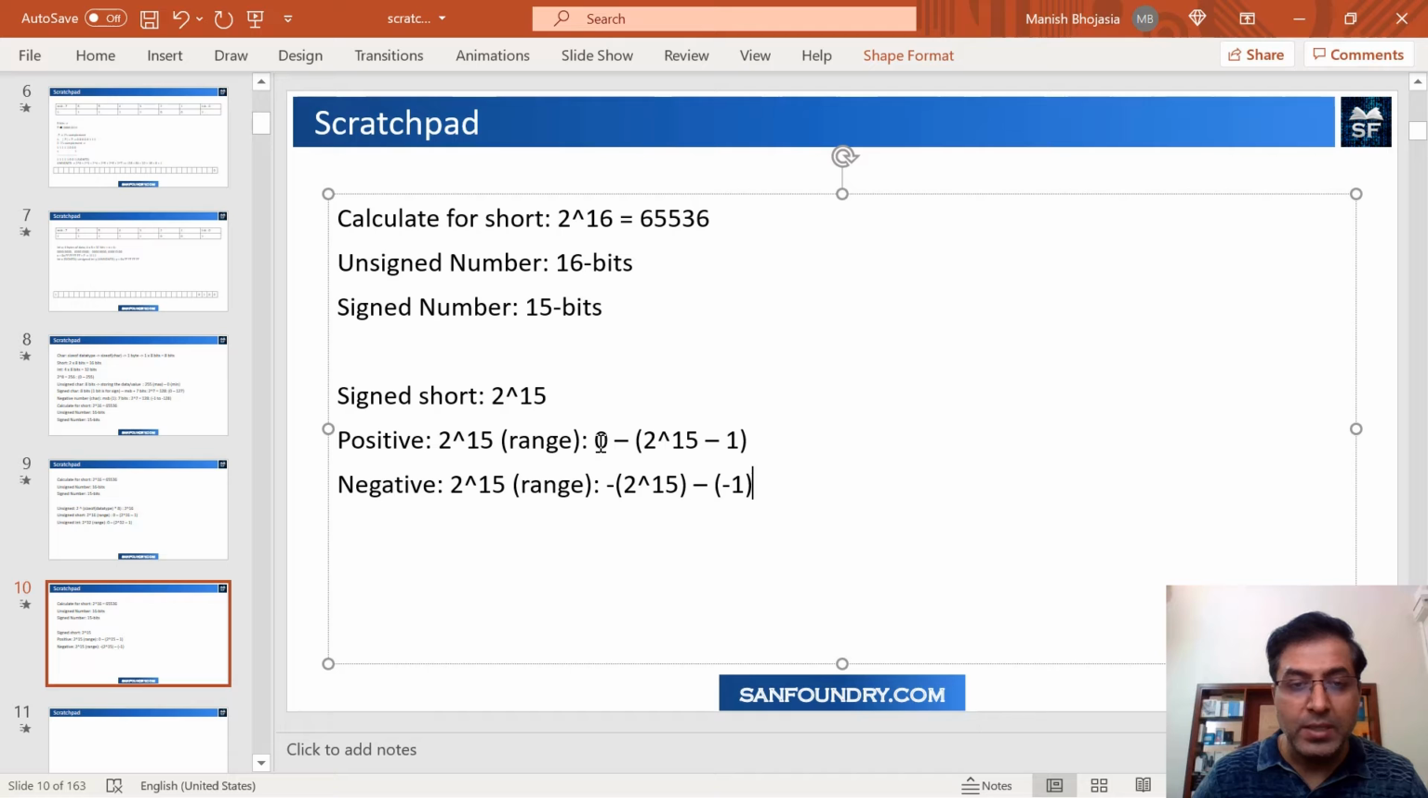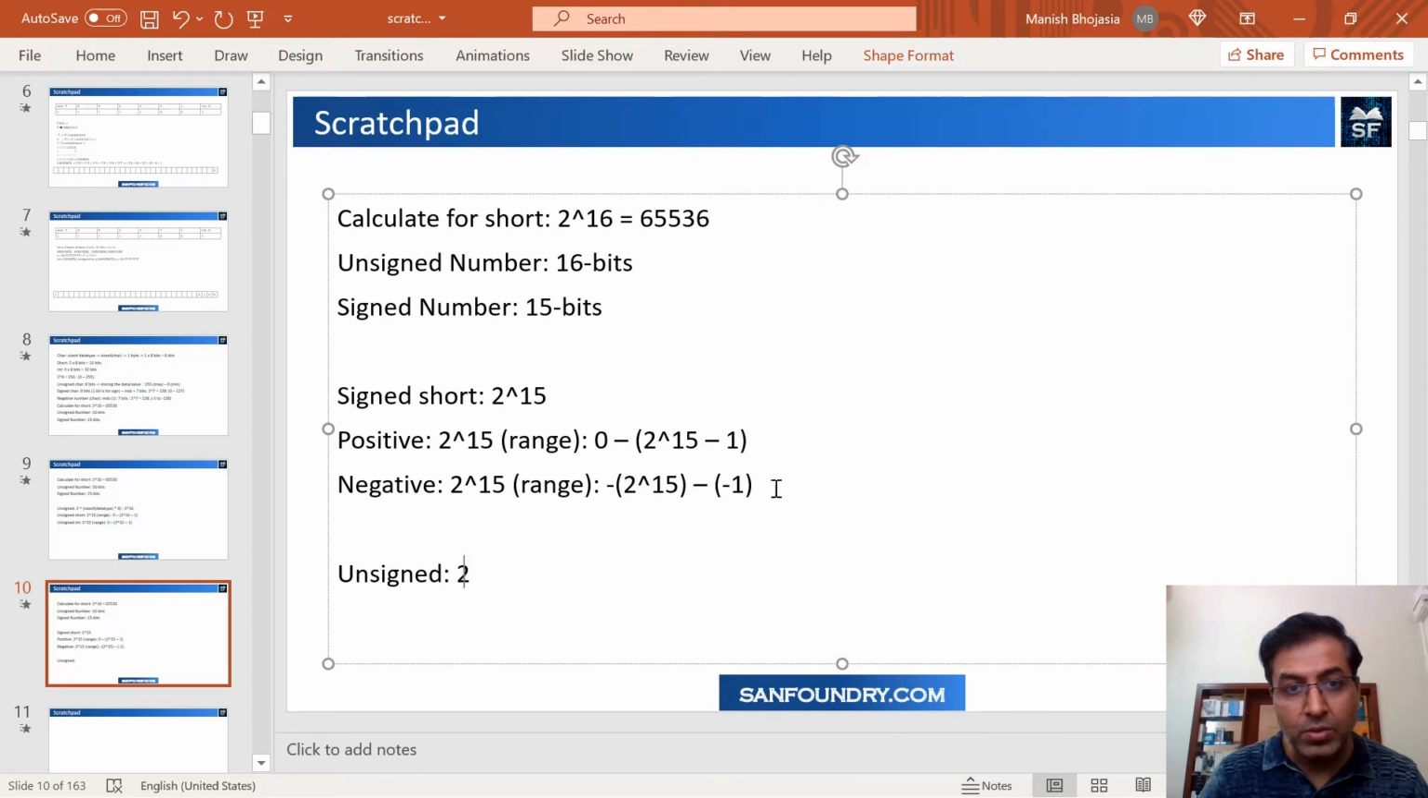On the positive side, on the number line, it is 0 and then goes up to 2 to the power 15 minus 1. So what could be a final general formula? The general formula in terms of n, right? So in terms of n, what could be a general formula?